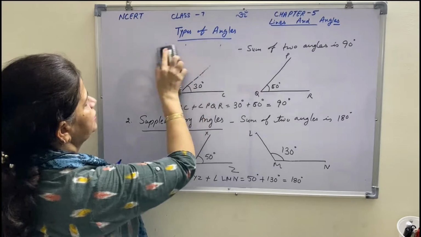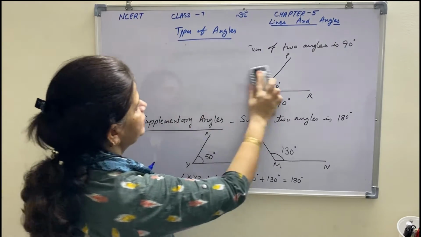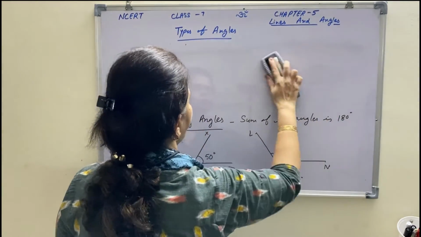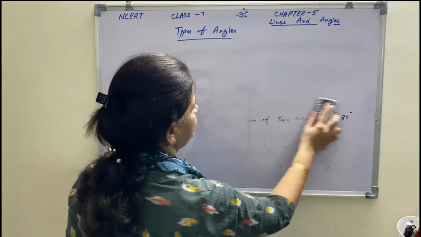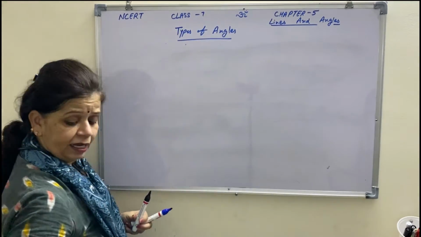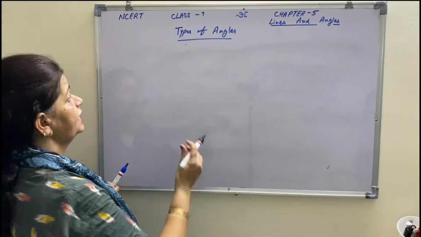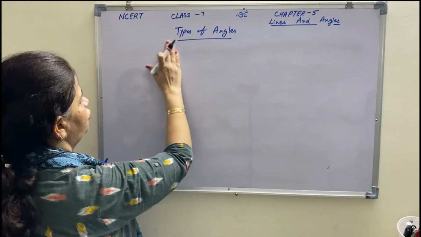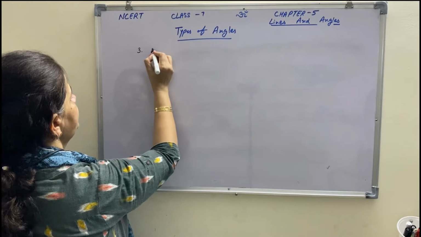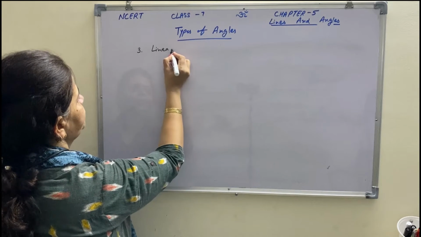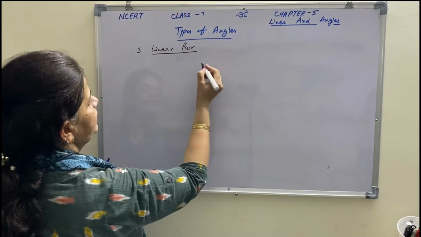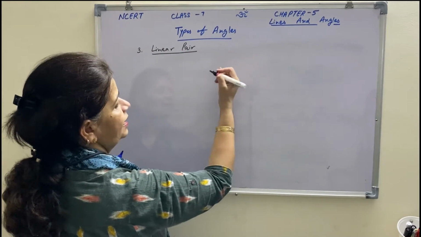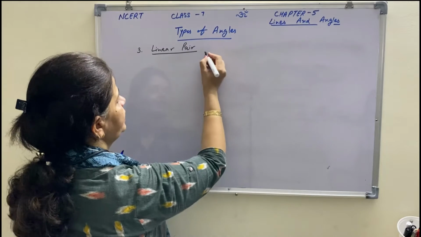The third type of angle which we will do is linear pair. What is the meaning? As it is clear from the name, linear means line, and you know that a straight line has a measure of 180 degrees. Right, as I am saying, it is clear from the name: linear means it is a line, and a line has a measure of 180 degrees.